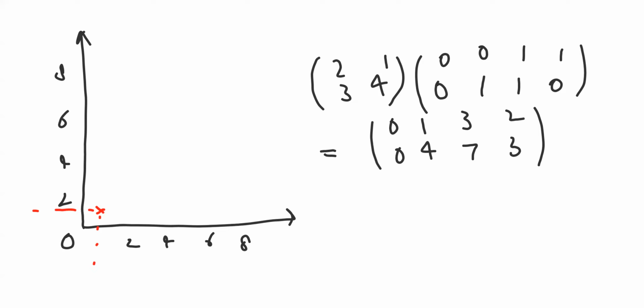Now our first point was 0 0, and it remains 0 0. Then you had 0 1, which was converted into 1 4. So your 1 4 goes up here. Then you had 1 1 that was converted into 3 7. So your 3 7 goes somewhere over here. And then your 1 0 was converted into 2 3. So your 2 3 goes somewhere over here.